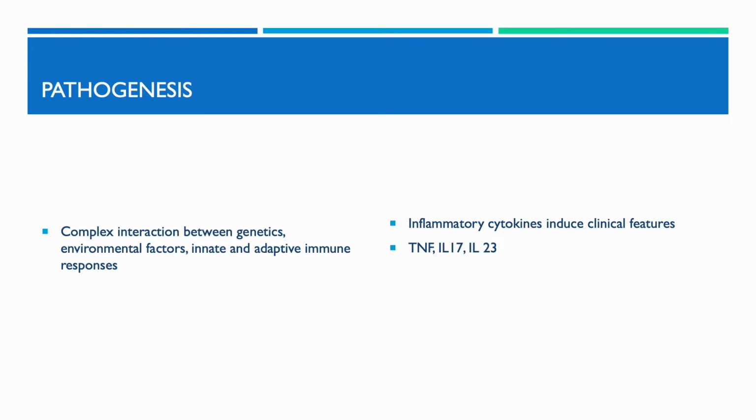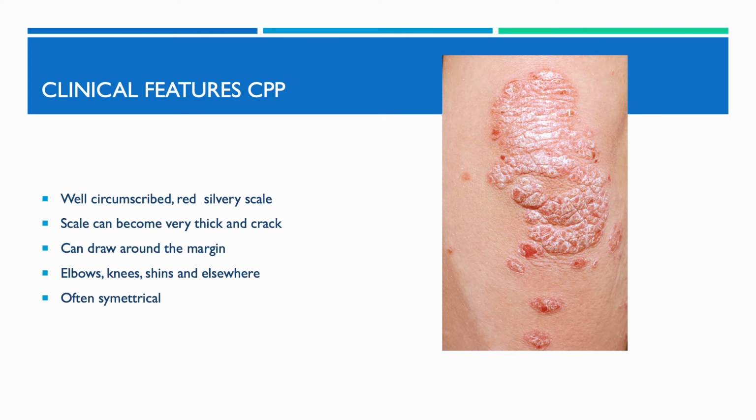And these include TNF-alpha, interleukin-17, interleukin-23, and knowledge of these basic immunological mechanisms has resulted in development of highly targeted biological therapies which have revolutionized the management of difficult psoriasis. So let's have a look at some of the typical features of chronic plaque psoriasis.